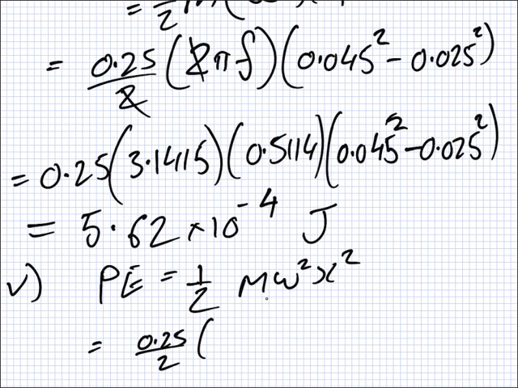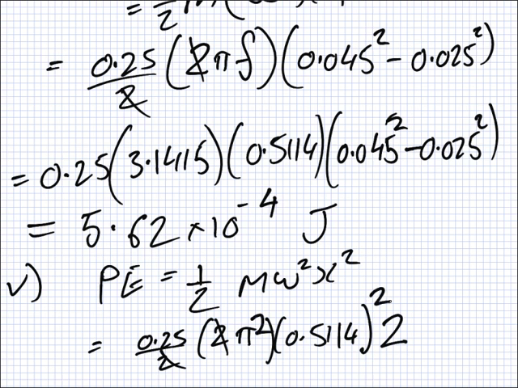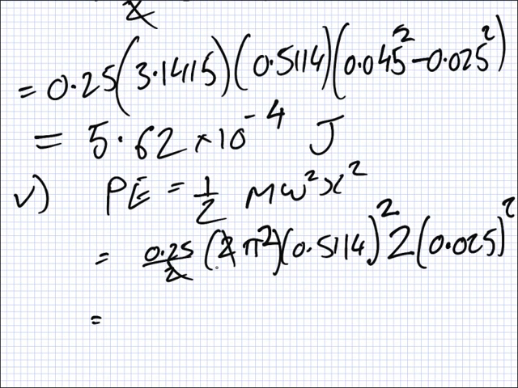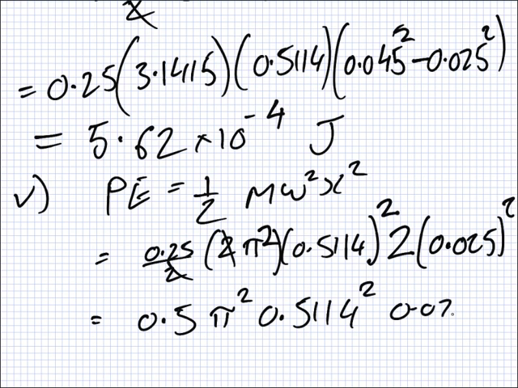Oh, should have worked out the omega. It's 2 pi f. Well, the 2's cancel again. 2 times 0.5114. Oh, wait, no, hang on. That omega is squared. So there's still a 2, and this pi is squared, and the number is squared, and the x is squared. So it's going to be 0.5 times pi squared times 0.5114 squared times 0.025 squared. Yeah. Okay.